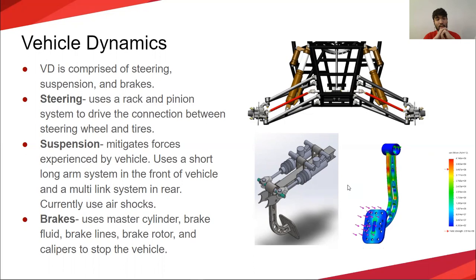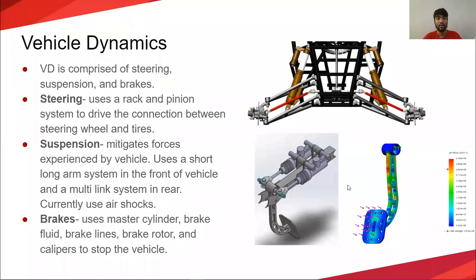The next subsystem that we have is suspension, which is responsible for mitigating the forces that the car is experiencing. So if you go over bumps and droops, obviously you don't want all the components as well as the driver itself to really feel that impact. So we try to suppress those forces as much as possible. In the front of the car, we have a short, long arm system, and in the rear, we have a multi-link system. That's just fancy terms for the different components that we're going to be using. And we also use Fox air shocks on our vehicle as well, even though we're looking into different shocks that we could possibly use. The last subsystem is brakes.